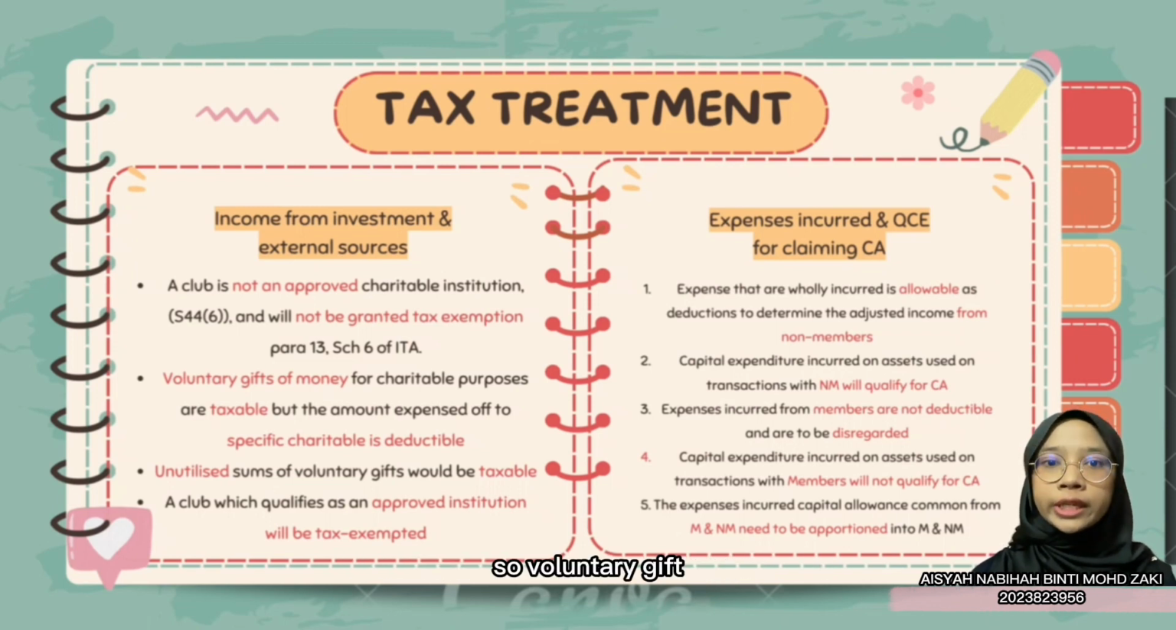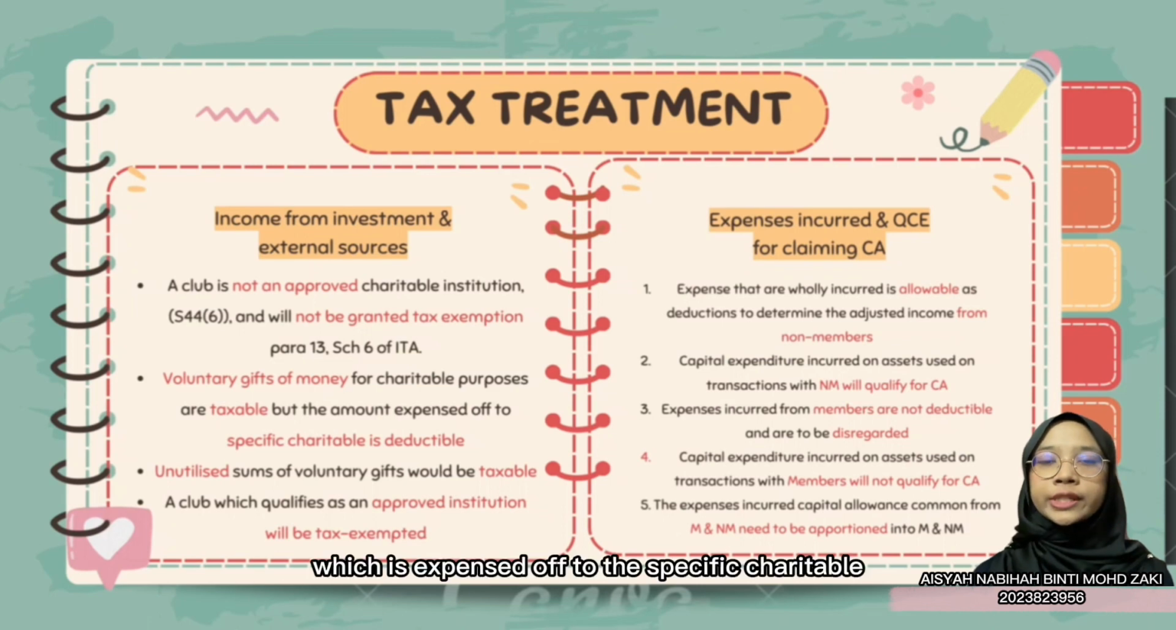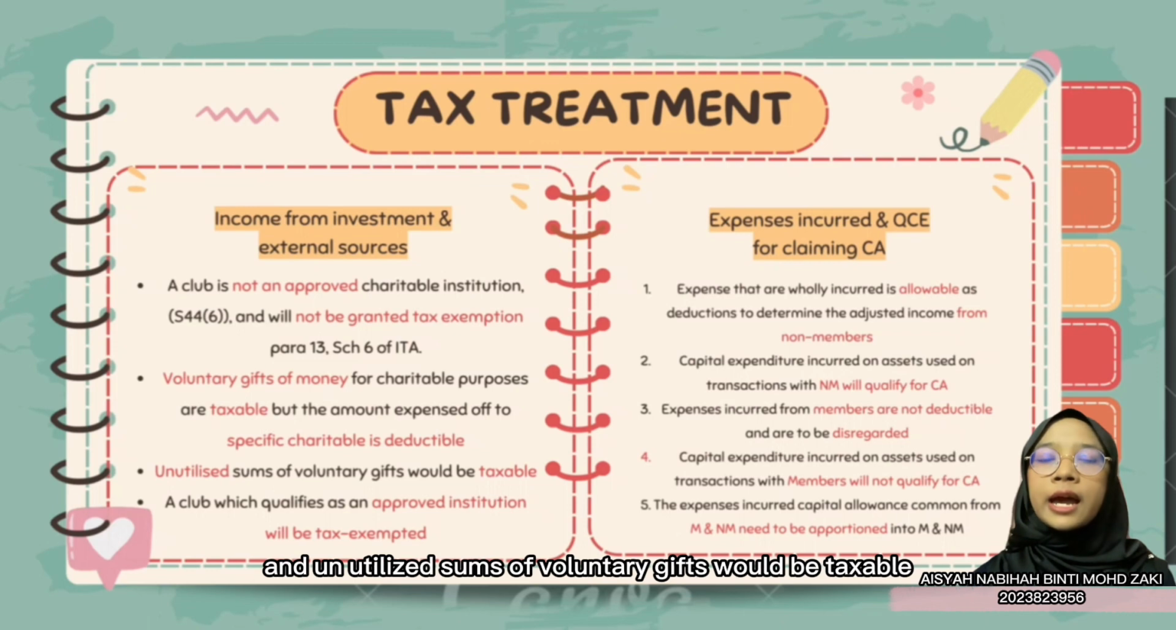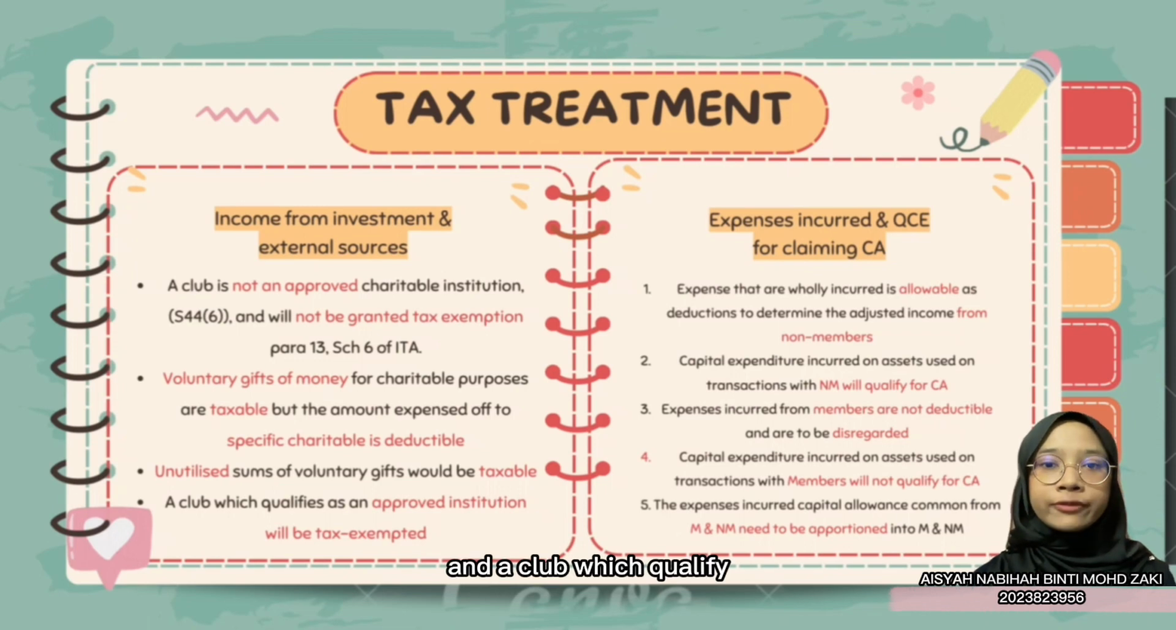Voluntary gifts of money for charitable purposes are taxable. However, the amount which is spent on the specific charity is deductible. Unutilized sums of voluntary gifts will be taxable, and a club which qualifies as an approved institution will be tax exempted.